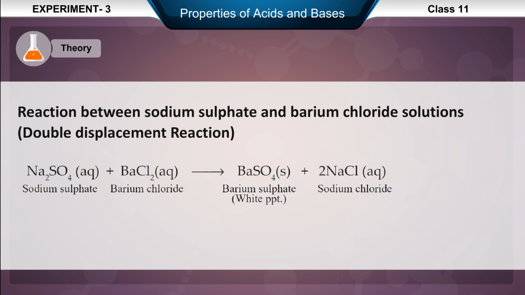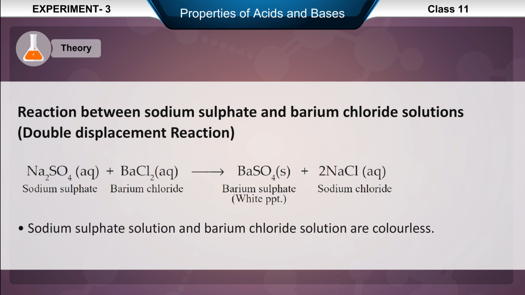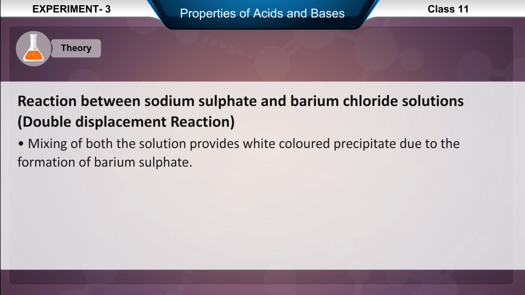Na2SO4 in aqueous state, sodium sulfate, plus BaCl2 in aqueous state, barium chloride, results in BaSO4 in solid state, barium sulfate, white PPT, plus 2 NaCl in aqueous state, sodium chloride. Sodium sulfate solution and barium chloride solution are colorless.